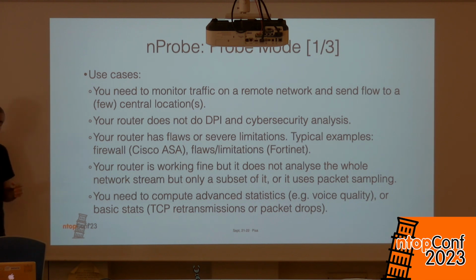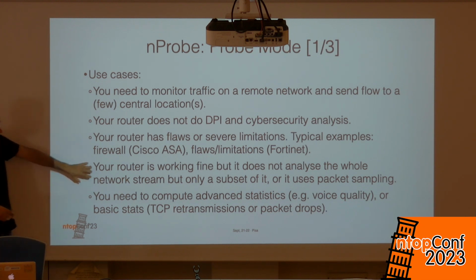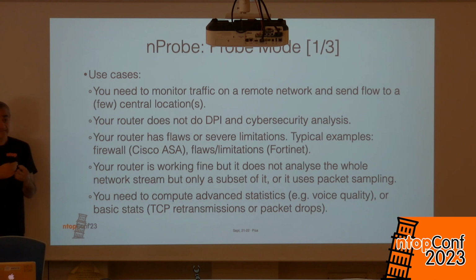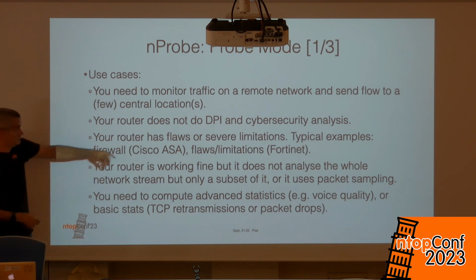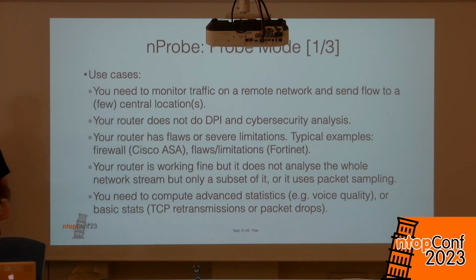Or your router is working fine, but it is able to see only a subset of the traffic. Especially high-speed routers, even at 100 gigabit, the router is focusing on doing its job, so routing traffic. And the engine that is taking care of NetFlow is limited. So only a subset of the traffic is going to this engine, and this is called sampling. So a few packets are selected, not all of them. So the flows are computed on a subset of it. That is fine if you want to have an idea of what is happening, but it's not fine at all if, for instance, you want to do DPI, or you want to have very good visibility.